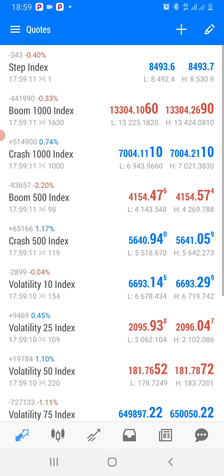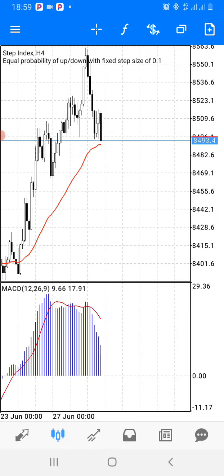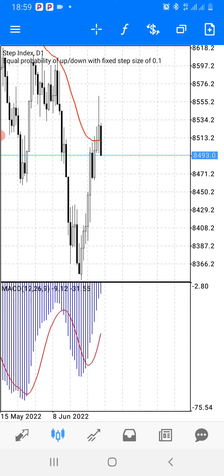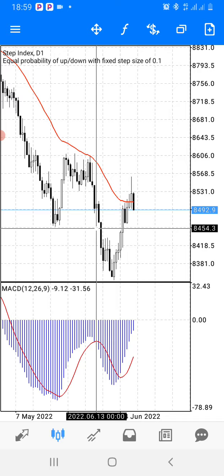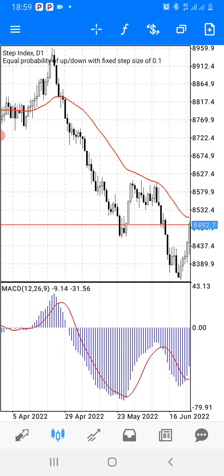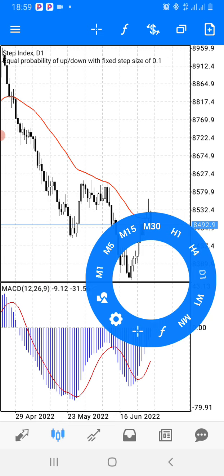So that's it. Let's go to the reason for this video, which is step index, guys. Firstly, this morning I opened my step index on my desktop, observing the market, and I knew it was going to sell. Why? Because I was able to spot a trend line right here, joining these three tops together. Let me just simply do that.